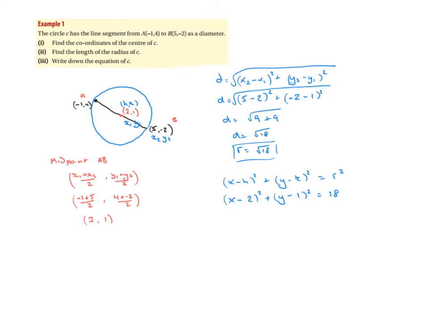Notice that I can get the centre from this really quickly. I know that the centre here, this must be equal to 0, so x minus 2 is equal to 0. So that means that I'm going to get 2. This must be y minus 1 is equal to 0, therefore I get 1. And the square root of 18 will give me the radius.